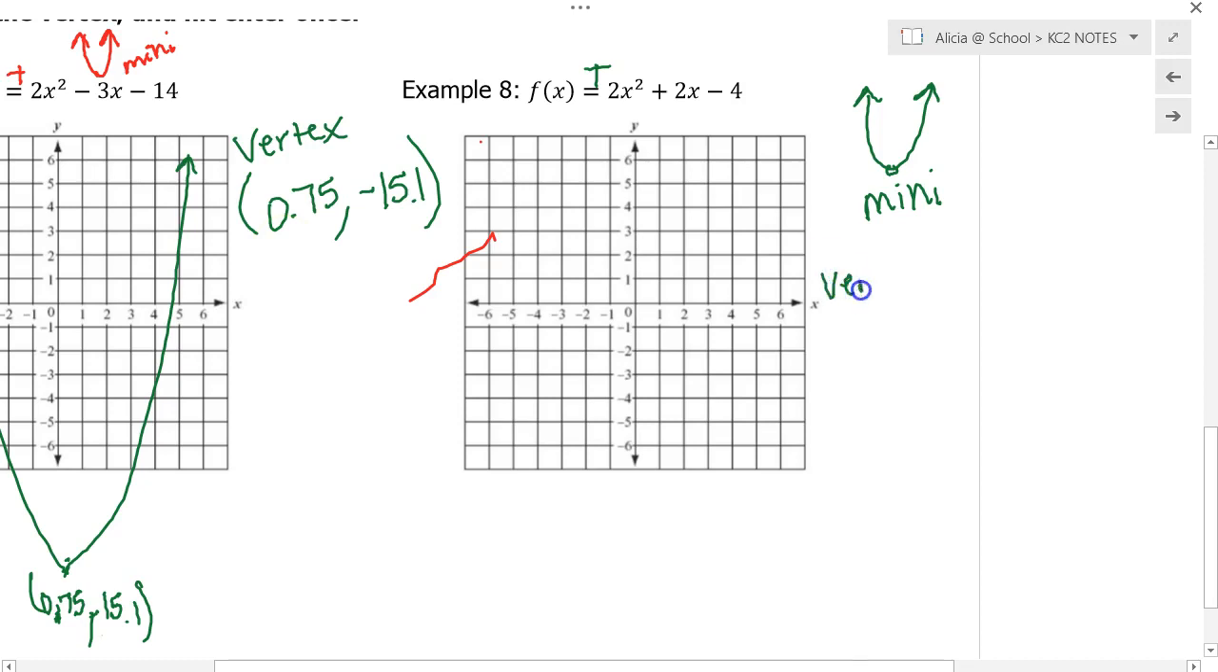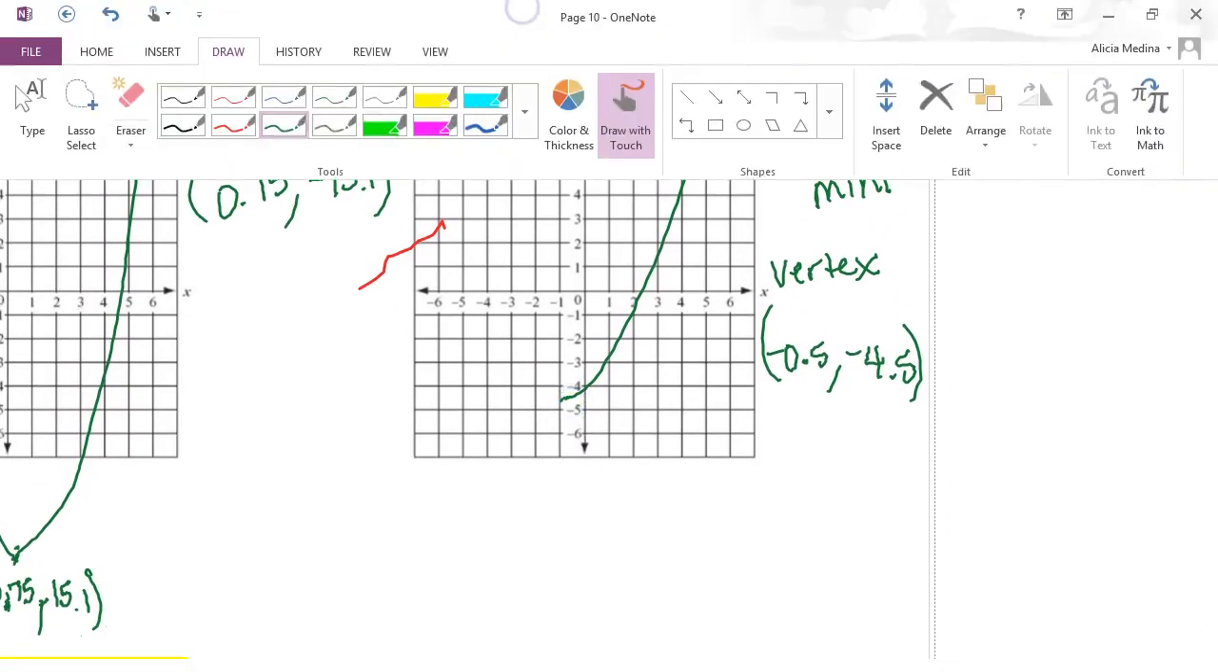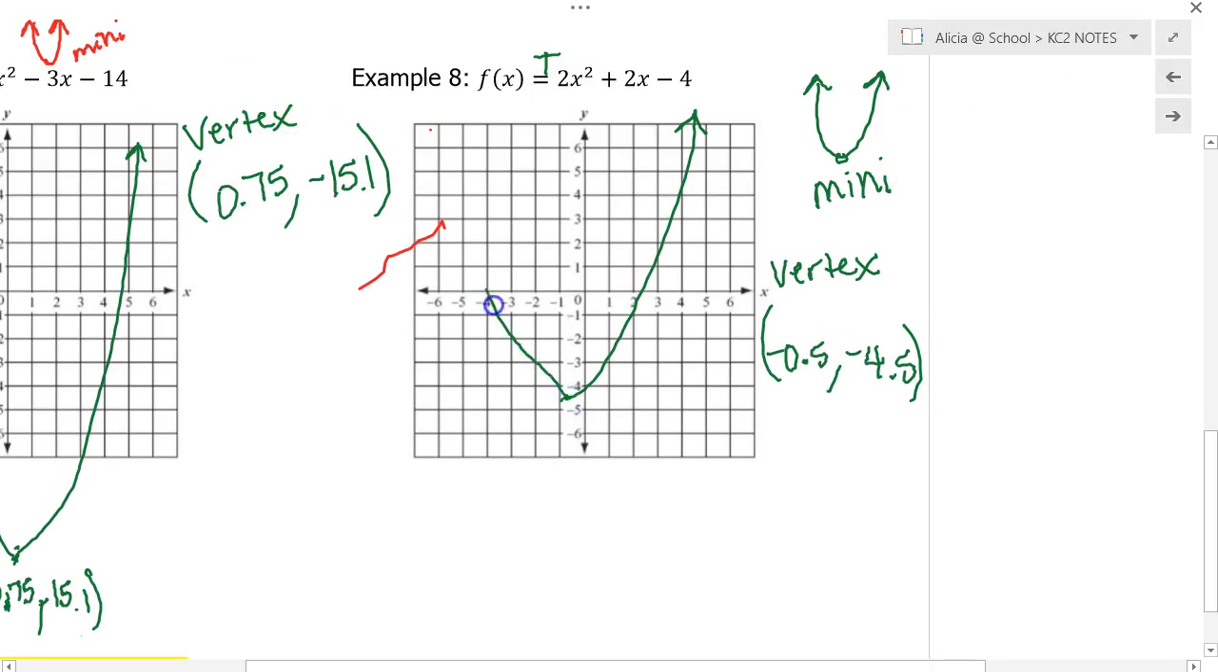So our vertex then is going to be negative 0.5 and negative 4.5. Graphing that point, remember x comes first. So negative 0.5, down 4.5, is about right here. And from that point, we want to make sure that we are going up in a positive direction. So from this point, I know my parabola is going to look like this, in the positive direction, with a circle right here.